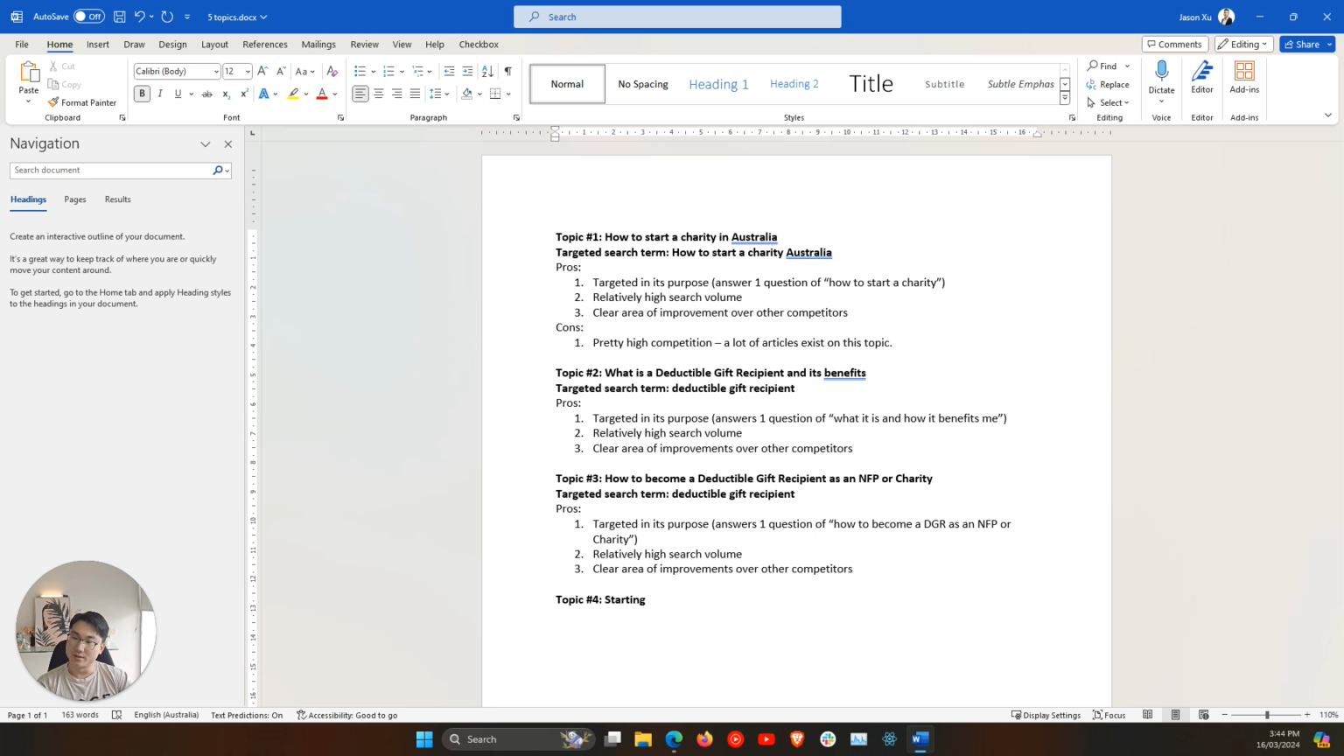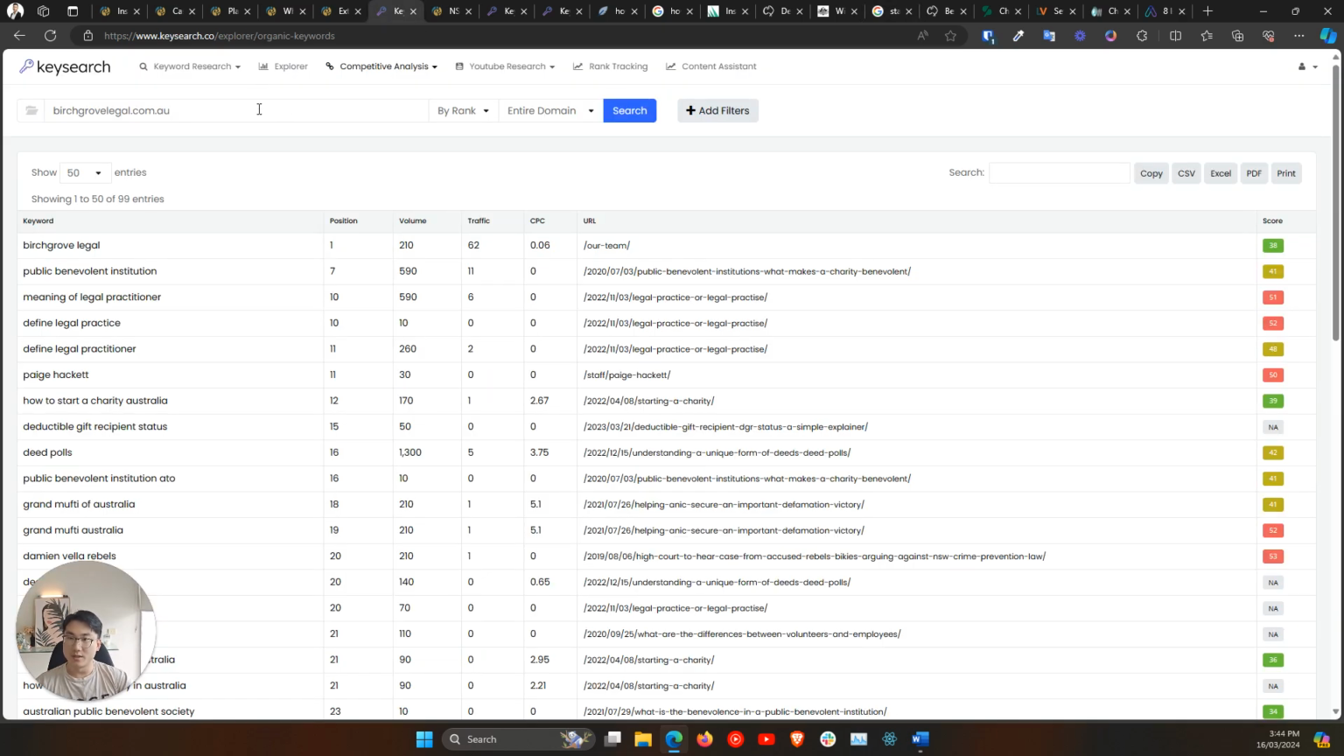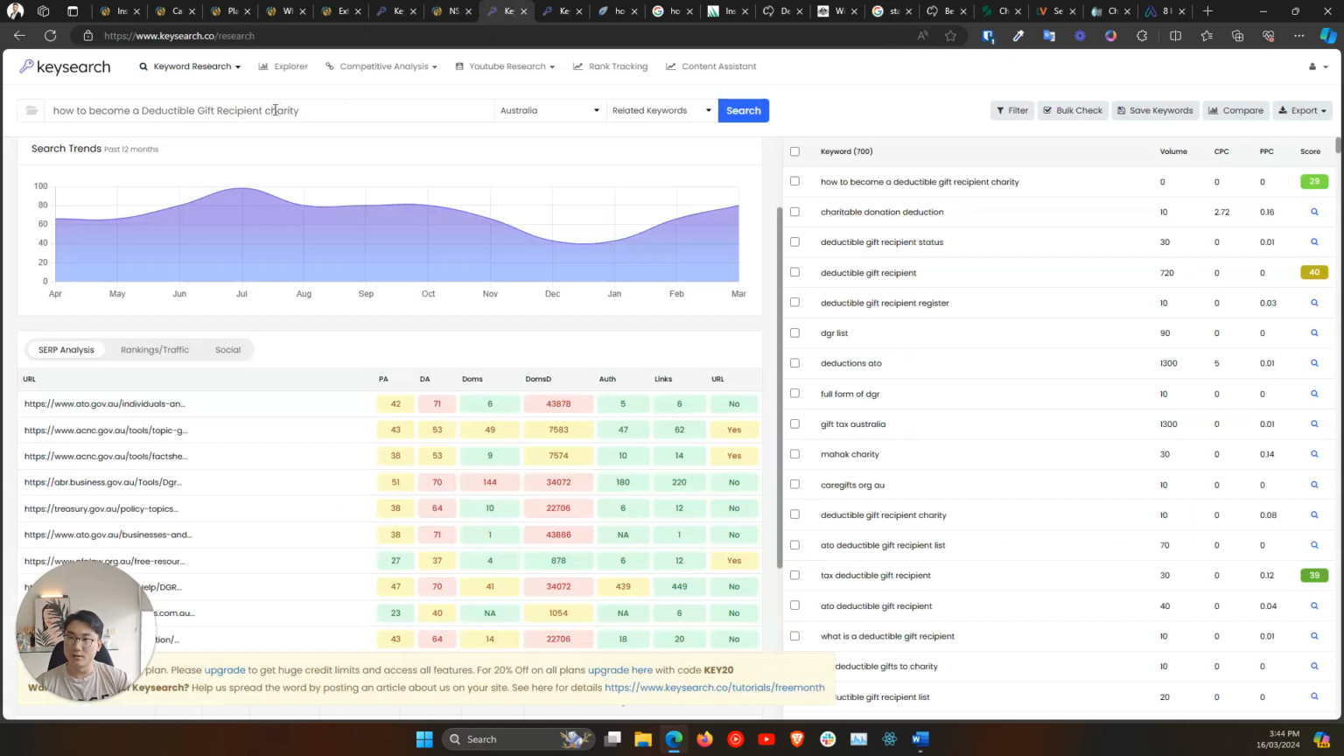I would say starting a charity checklist. Something like that. I could think of the topic main title a bit further later on. And the targeted search term. Let me just make sure that there's enough search volume. Again, it's not a deal breaker, but it's good to set some expectations for myself and for the client as well.